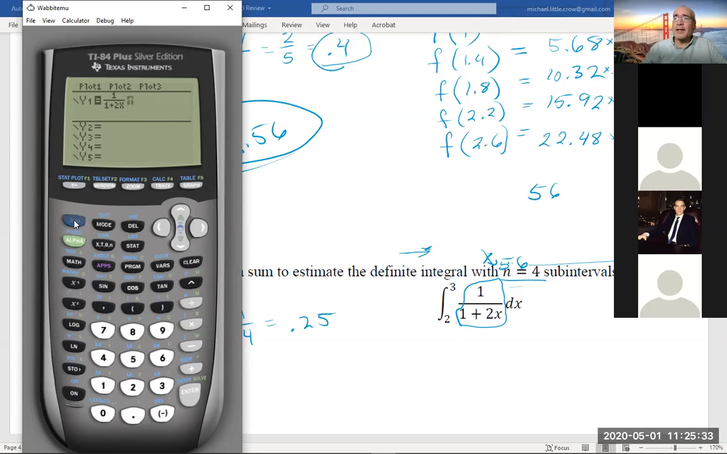We're going to go to table set, second table set. We're going to start at 2 this time. And this time the table change is going to be 0.25 because our subintervals are 0.25 wide. And then we go to second table. We take the first 4, so we're going to go 2, 2.25, 2.5, and 2.75. Notice we do not take the last one. We would add these numbers together, and then once you've got that, you multiply by 0.25.